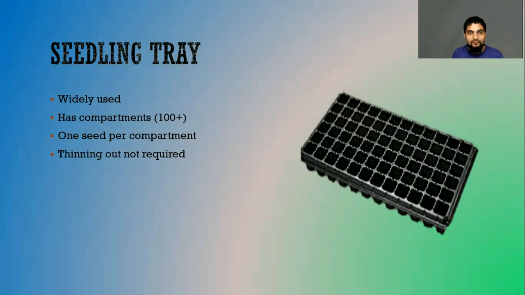Thinning out is when you remove seedlings that are too close to one another. Thinning out allows you to space the seedlings far apart from each other so that they do not have to compete for light, for nutrients, and other resources.